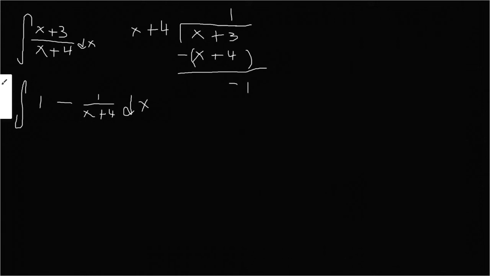We can use our power rule and some properties of integrals. So we know that the integral of 1 with respect to x is x. And then when you integrate something like this, when it's 1 over something, it's just going to be the natural log of that. So we're going to subtract the natural log of x plus 4. And that is it. And don't forget your constant of integration.